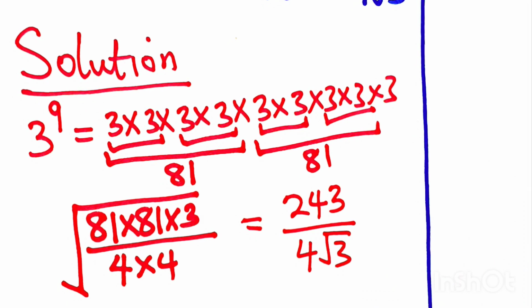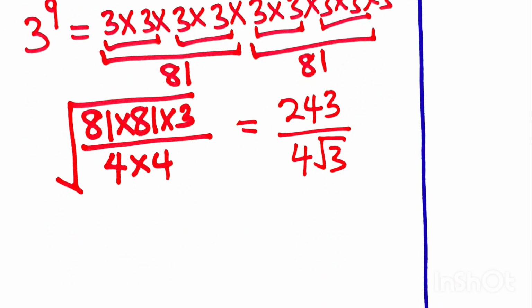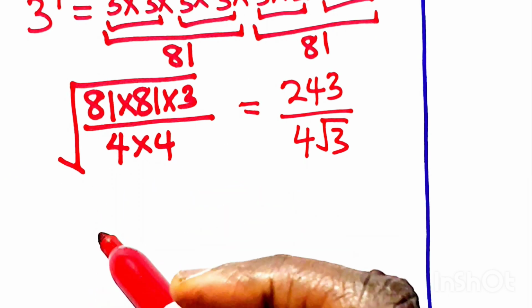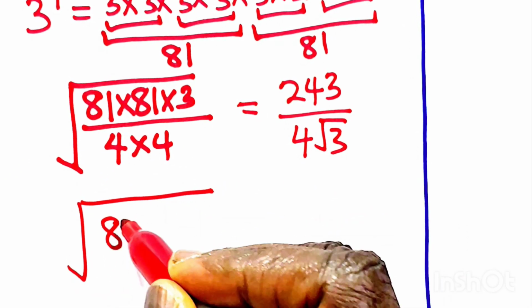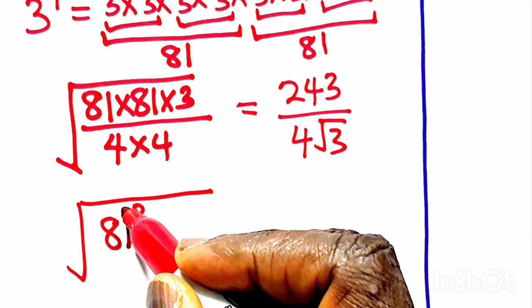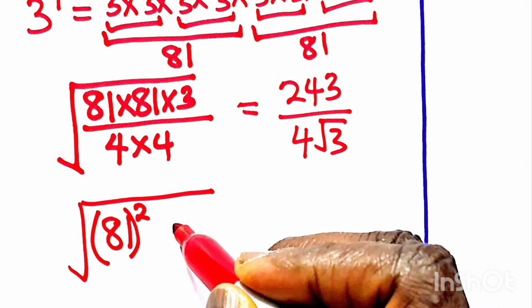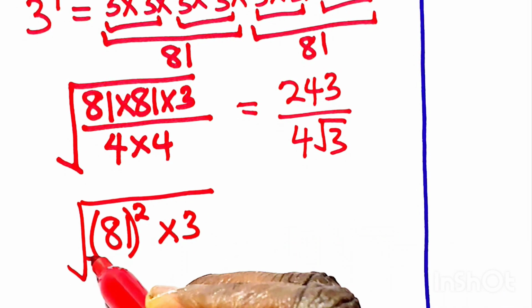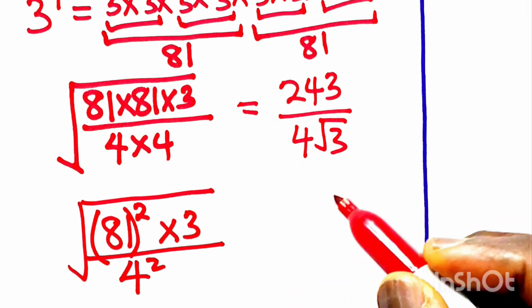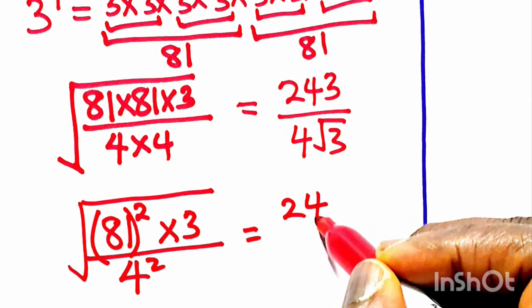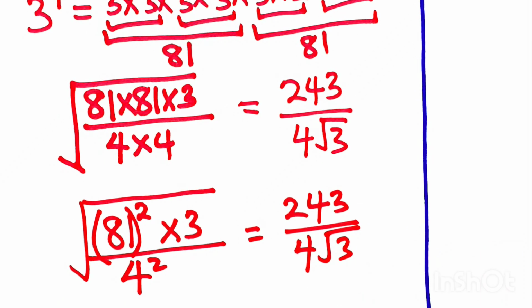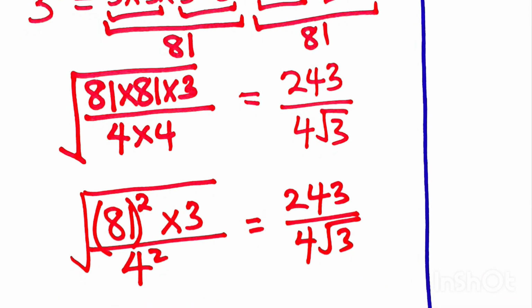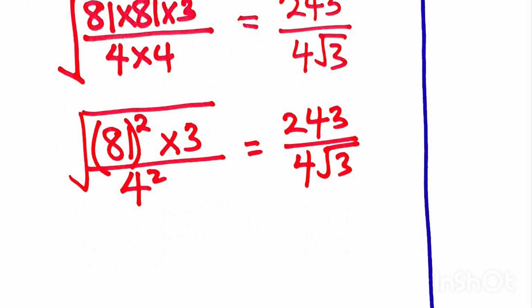I'm pretty sure we're getting along. So 81 times 81 we give the square of 81. Square of 81 times 3 divided by 4 squared. We give 243 divided by 4 root 3. And we can easily find the square root of 81 squared, which will give us 81.